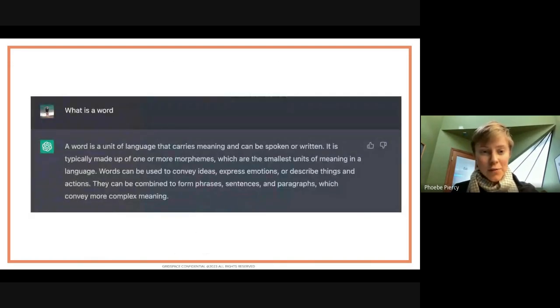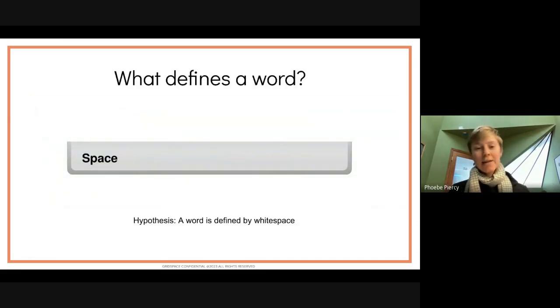More on that. First of all, I actually asked ChatGPT, what's a word? So a word is a unit of language that carries meaning, can be spoken or written, typically made up of one or more morphemes, which are the smallest units of meaning in a language. Words can be used to convey ideas, express emotions, describe things and actions. They can be combined to form phrases, sentences, paragraphs, which can play more complex meaning. So what does this mean? This means I am redundant and you should just go and ask ChatGPT for a lecture on morphology. But let's say we're not going to do that.